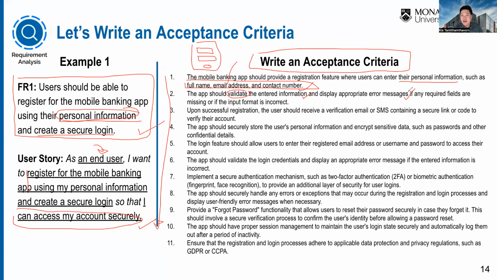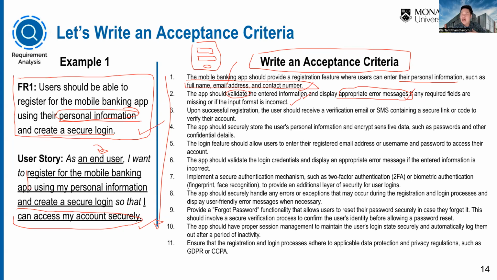It's not just that if we provide an invalid input, an incorrect email address, the program just crashes. That's not the right piece of software, right? It should provide an appropriate error message. For example, your email address is in an invalid format, please try again, something like that, if any required fields are missing or incorrect. So that's the validation function.